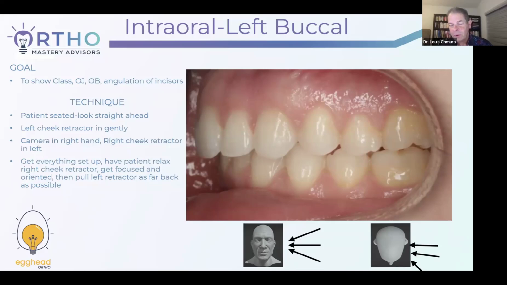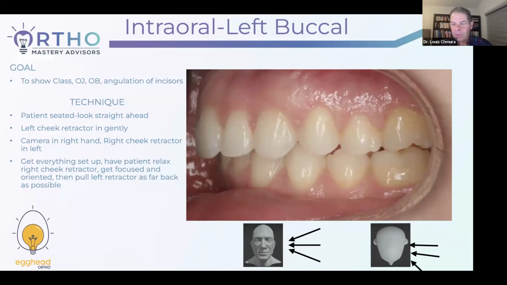You want to see the first molars, and there's a technique to that. What you want is the patient seated, looking straight ahead. So this is different than the last one. You don't want them tipped toward you necessarily. You want them in a normal position, but hold your head steady. And then you put the lip retractors in. Now this is the left side. So the right side, I would have them hold.